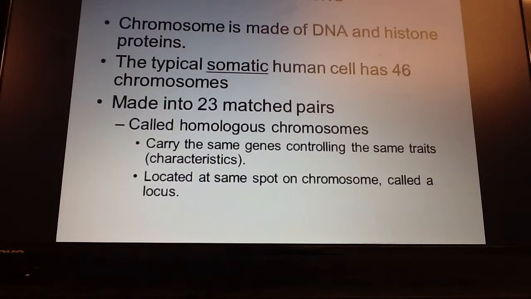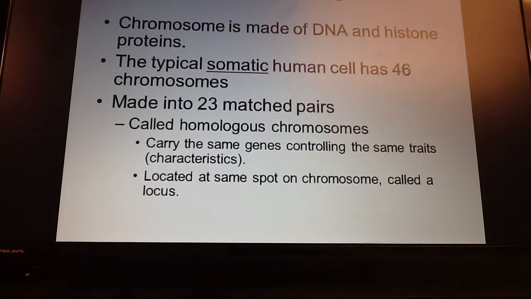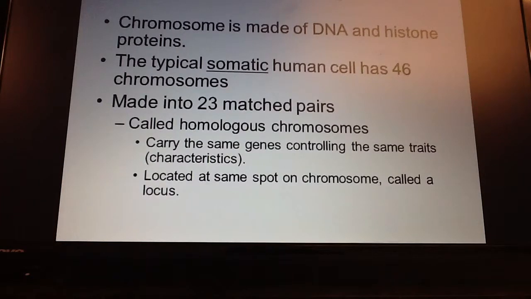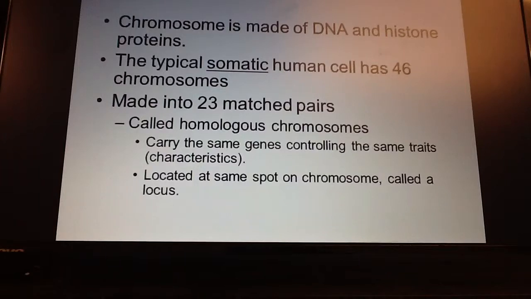Now, these 23 matching pairs, we call them homologous, or homo means same, so homologous chromosomes. And that's because they carry the same genetics, which is responsible for making the same proteins or showing us the same traits or characteristics. They're often found at the same spots on a chromosome. So the area where a gene is located on the chromosome, we call a locus. And we'll talk more about locus as we look at the development of an embryo over time.